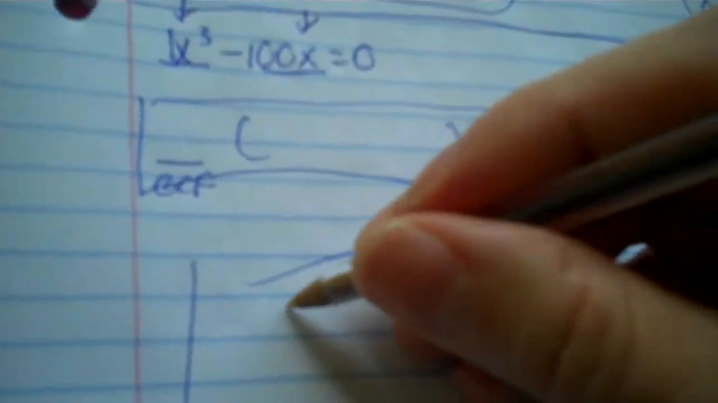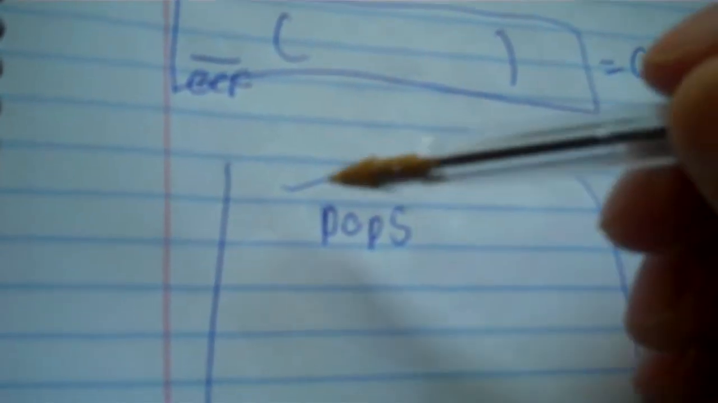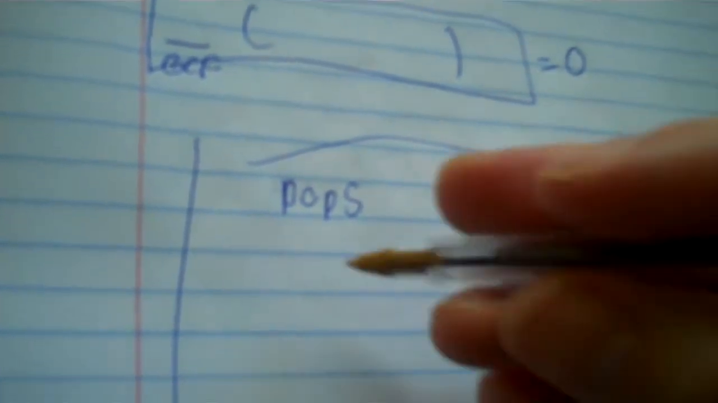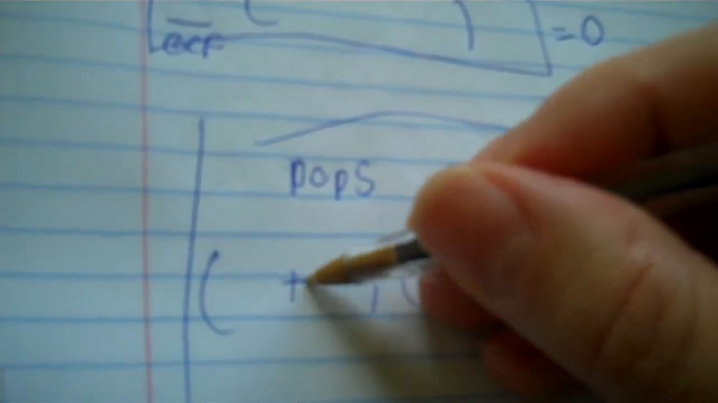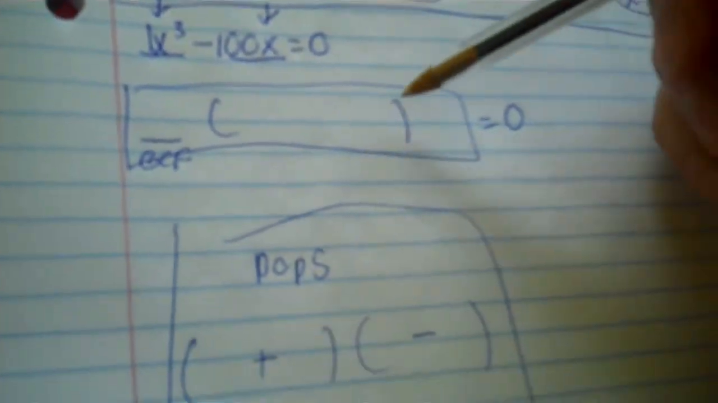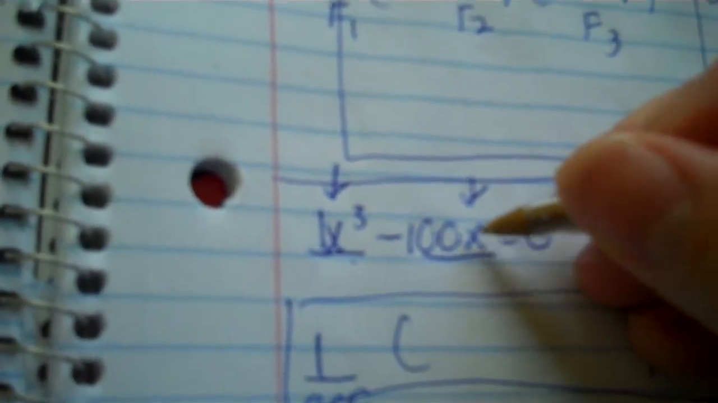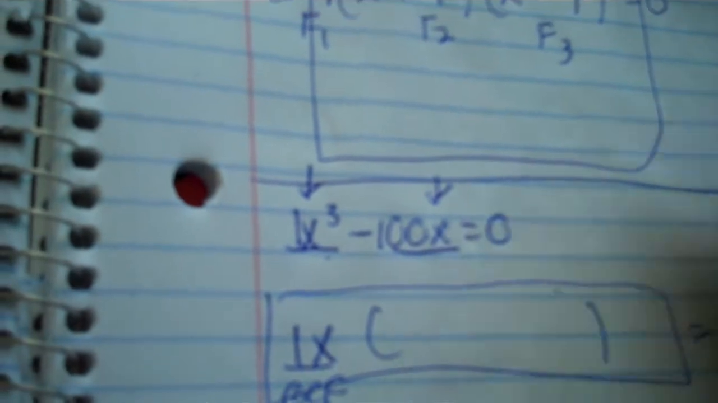GCF. Then I make a second box for the difference of perfect squares. Just label it DOPS, D-O-P-S, difference of perfect squares. You make two parentheses, one's a positive, one's a negative. Okay, now we're ready to go. So you set those two things up. So GCF, 1 and 100. Well, 1 and 100 would just be 1, but these both have x. Because the final term contains an x, we need to factor that out as well. So I can cross it out.